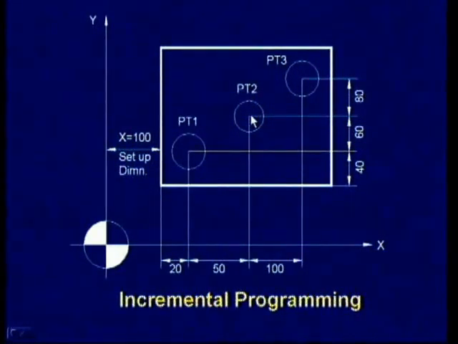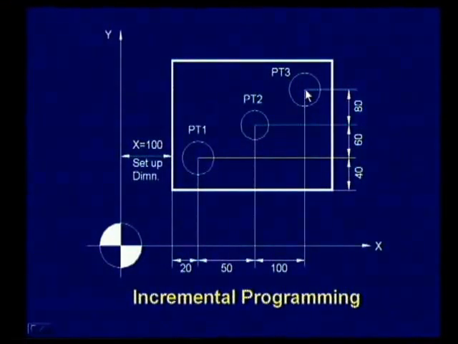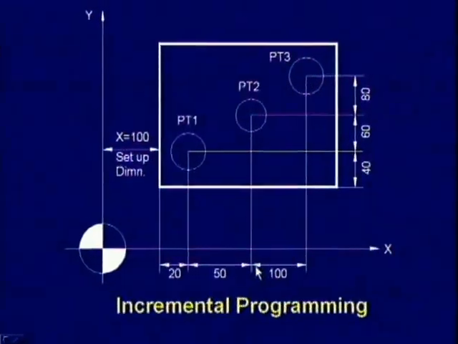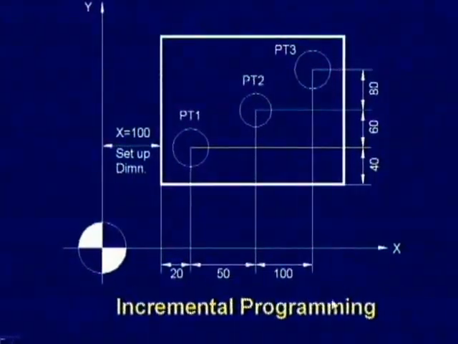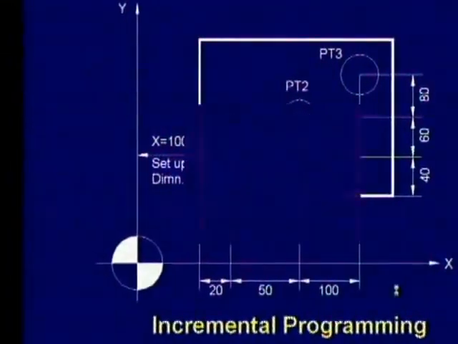This point 2 is at a distance of 50 units from point 1 in the x direction, 60 units in the y direction. So point 2 incremental positioning is x50 and y60. Very similarly, you are going to specify the coordinates for point 3 with respect to point 2. Point 3 is at a distance of 100 units in the x direction and 80 units in the y direction. So this is about incremental programming.